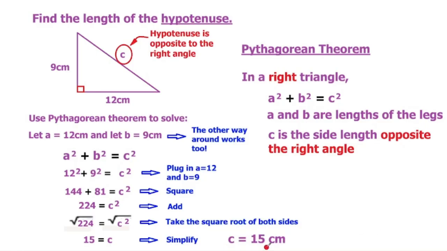So C equals 15 centimeters. That is the value of the hypotenuse. And that's it. That's the Pythagorean theorem. It's not very complicated. It sounds complicated, but it isn't.